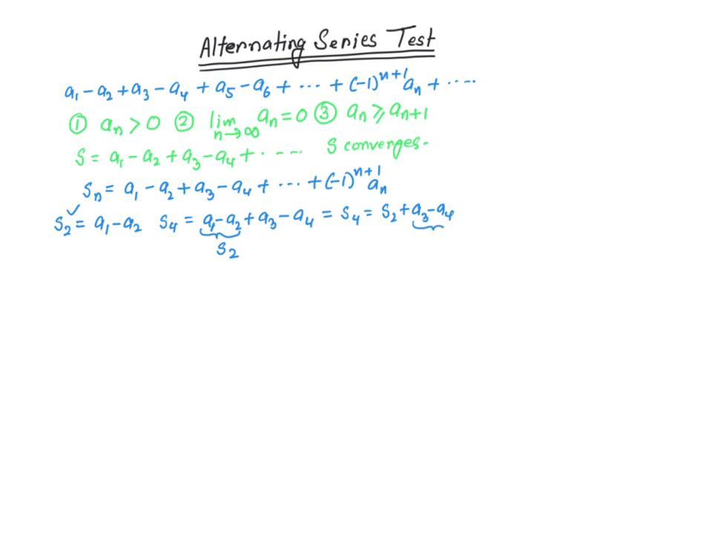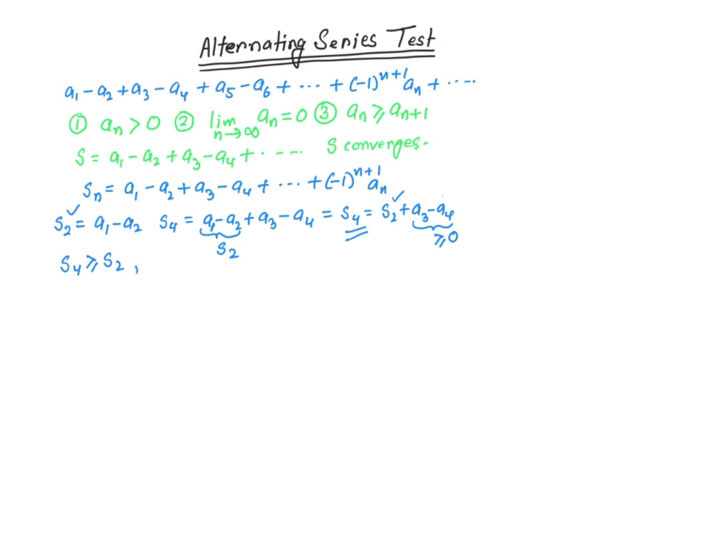Now a3 minus a4 is positive or greater than or equal to 0. Now, if that is the case, you can safely make the following assumption: S4 is greater than or equal to S2. Why? Because to get S4, you have S2 plus some other number which is either 0 or positive. So it must be the case that S4 is greater than or equal to S2.